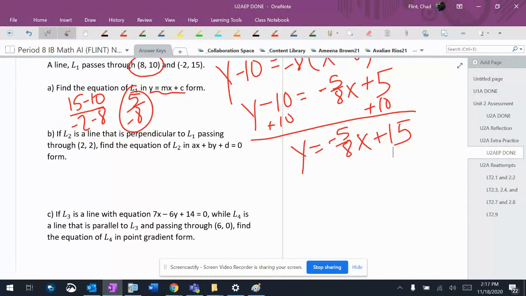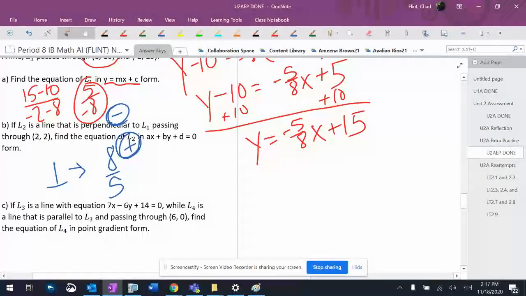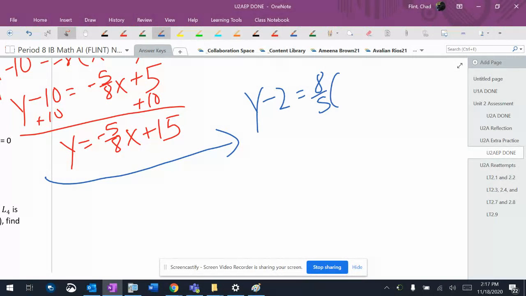Second one says L2 is a line that's perpendicular to L1, passes through that point, find the equation. All right, I'm going to do this over here on the side, so there's no way that it's going to fit that. But I am going to write the perpendicular slope. Perpendicular slope means take that slope, flip it, and change the sign. That's a negative fraction, that's a positive fraction. Okay, and the point's 2, 2. So I'm going to go over here. It's going to be y minus 2 equals 8 over 5 times x minus 2.